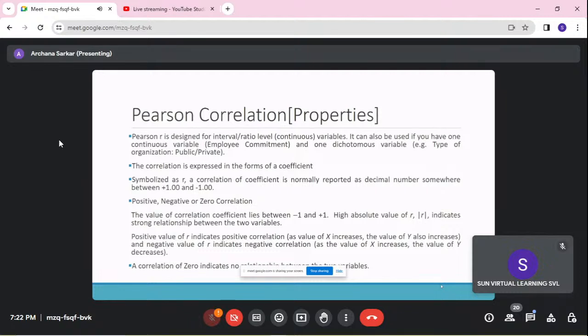A positive value of r indicates positive correlation. So as the value of X increases, the value of Y also increases. A negative value of r indicates negative correlation. And if we get a zero value, that indicates there is no relationship between the two variables. So we have positive, negative, and zero.